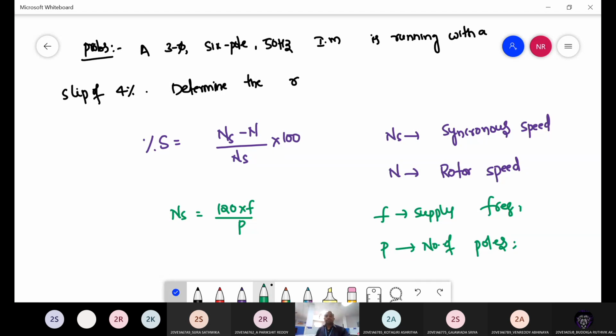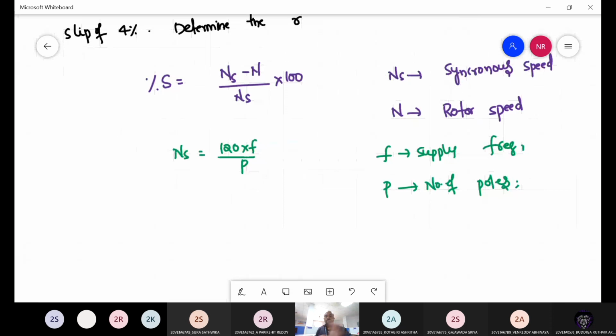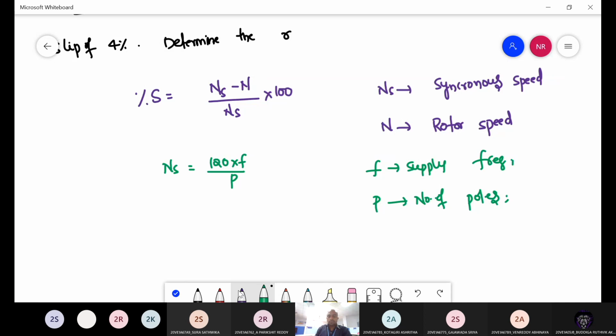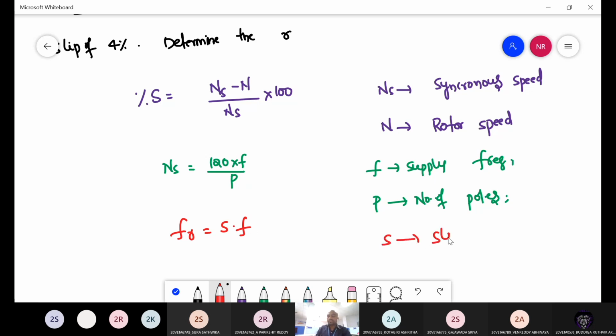Then FR is equal to the rotor frequency under running condition. FR is equal to S into F. What is S here? S means slip. How to calculate S here? ns minus n by ns.